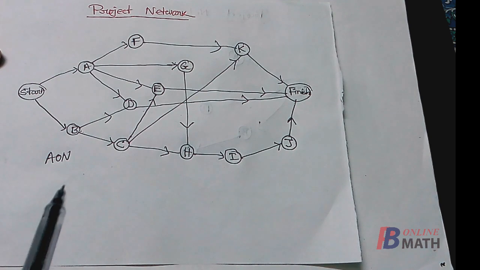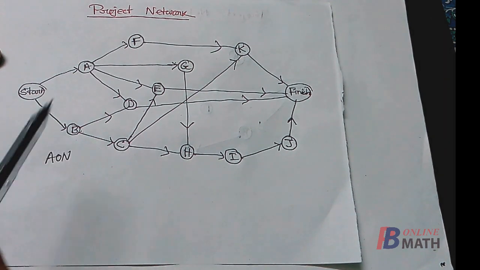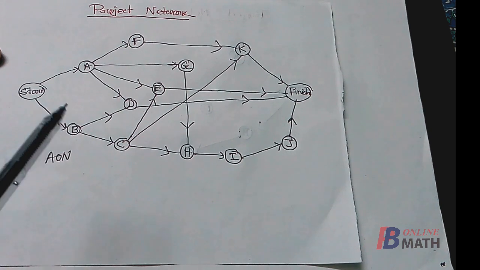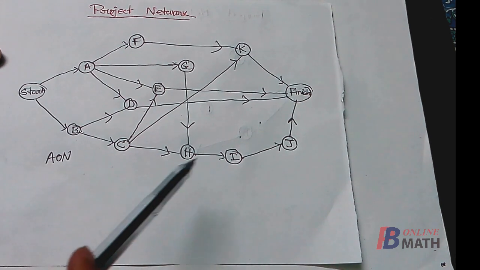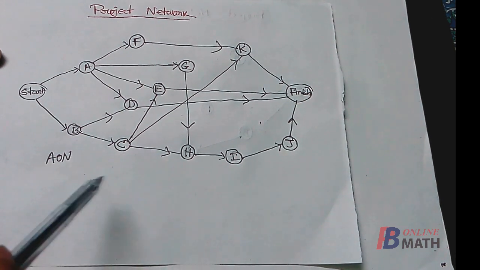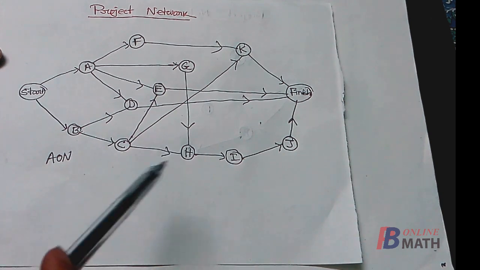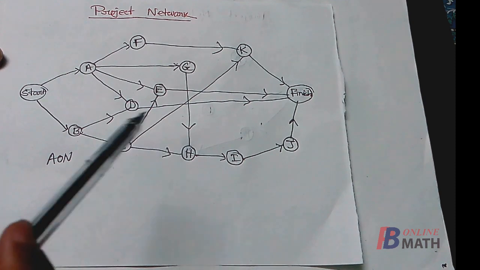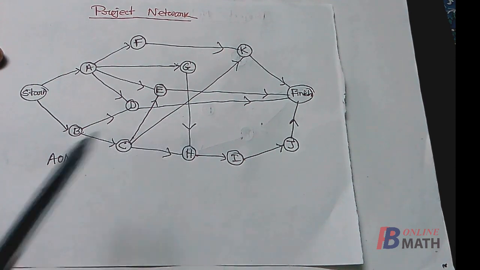Now which is the critical path? So there are several paths from start to finish, so we have to identify one path with the maximum total time required to complete the activities on the paths. That will be the critical path. Now to find the critical path, we shall express this project network in some compact form.